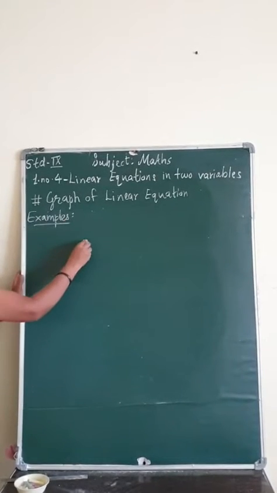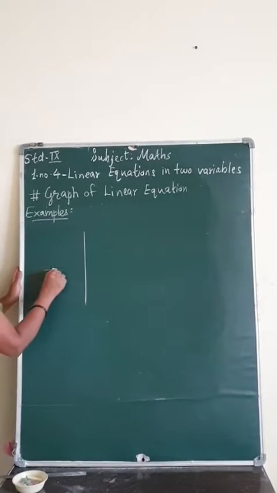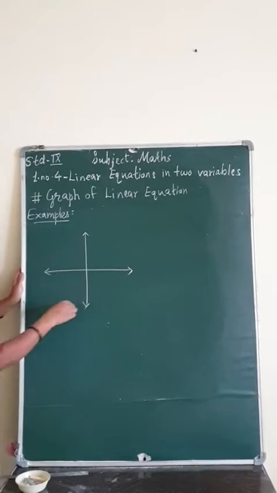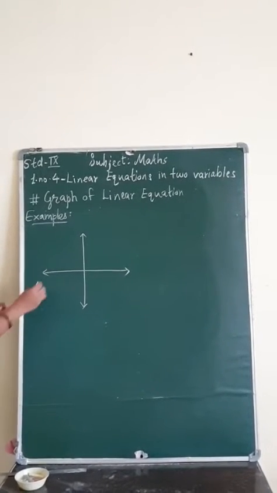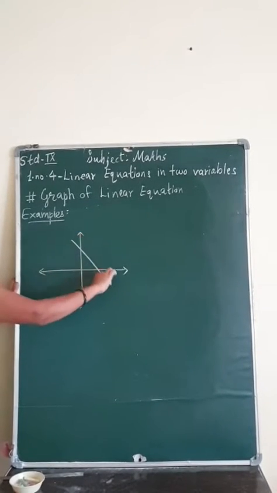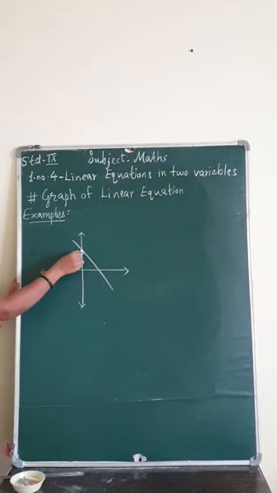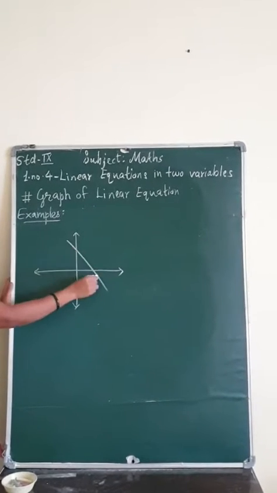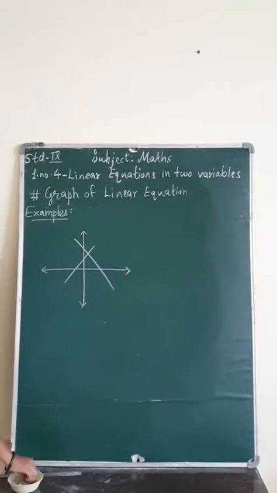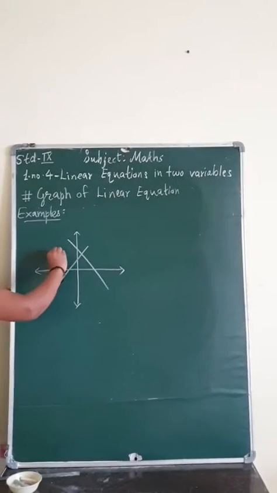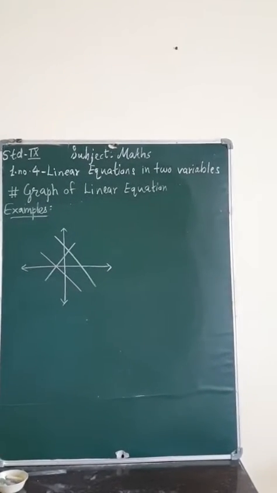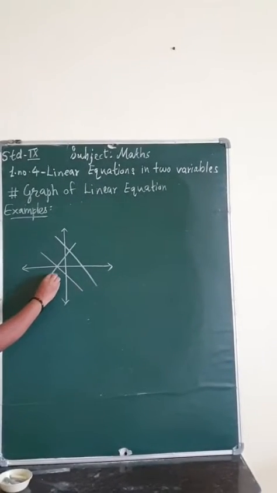Before seeing the examples, let's see what kinds of graphs or linear straight lines we get on this xy plane. First, we can get a straight line like this, passing through the x-axis and y-axis this way. It could be this way, even this way. Sometimes a line is passing through the origin as well.